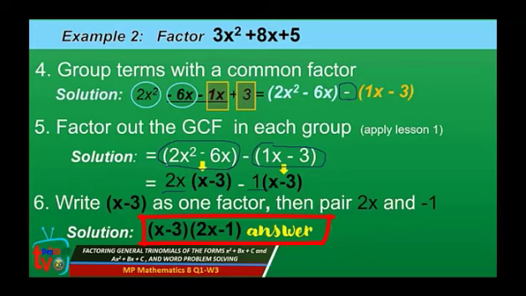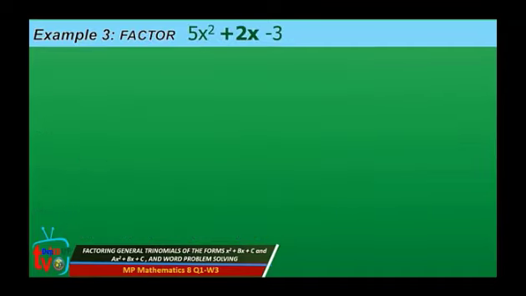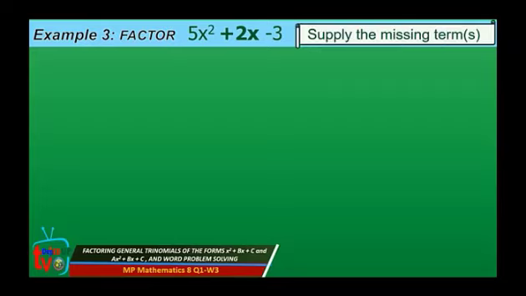Okay, let's have one more example. As they say, the more examples, the better. So this is what we are going to do. You are going to fill in the missing part. Then after 3 seconds, the correct answer will be shown in color red. Let's factor 5x squared plus 2x minus 3.